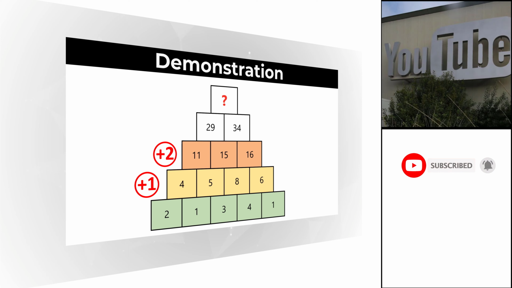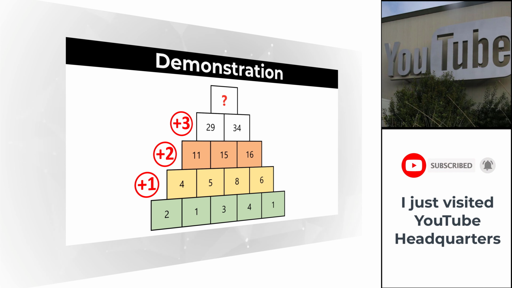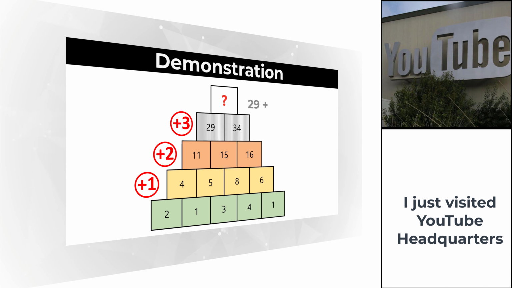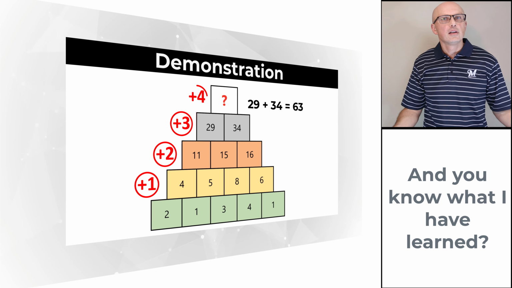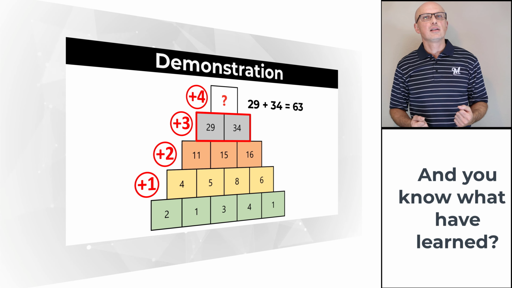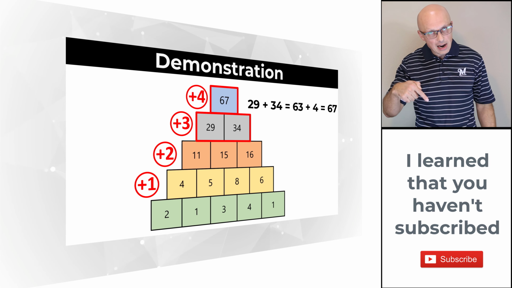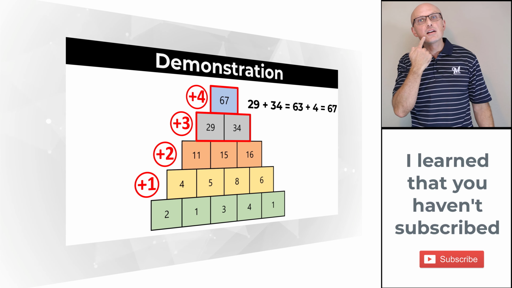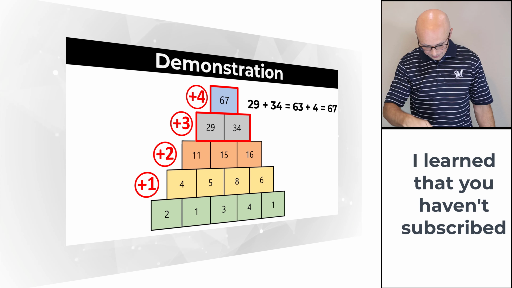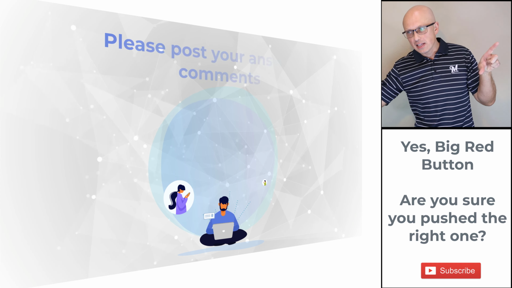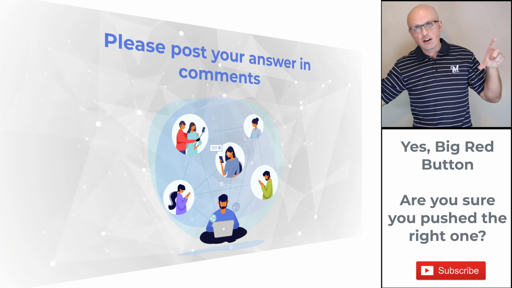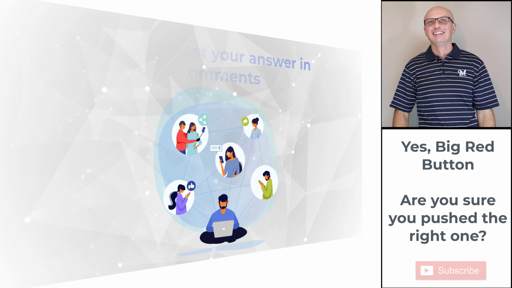Based on this information, the missing value can be calculated as 29 plus 34 plus the value of the increment, which would be plus 4. Which equals 63 plus 4, which equals 67. So the correct choice here is choice C, 67. Hopefully you've nailed this question on your own and now know how to answer similar problems in the test.